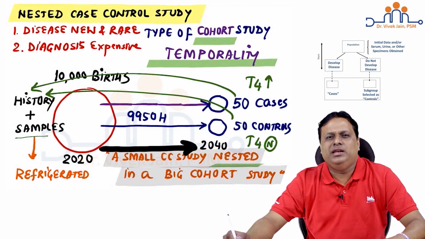So this is mainly a type of cohort study because it takes a lot of time and the major direction is temporal. Starting today with exposure in 2020, waiting for the disease to occur later in 2030, 40 or 50. This is mainly a type of cohort study, with temporality or forward direction.